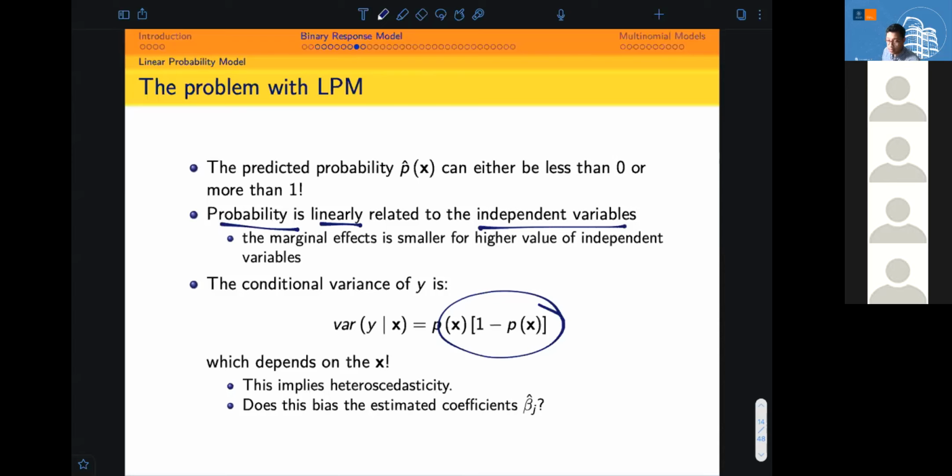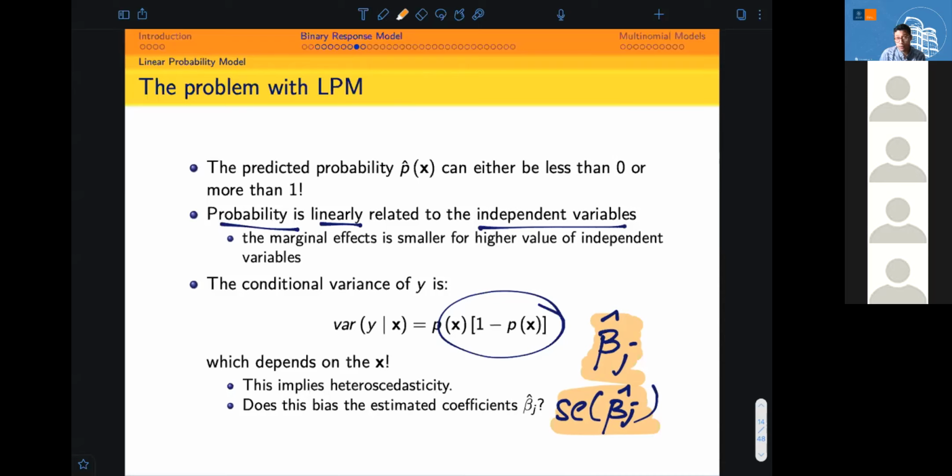So again, we're interested in looking at the estimate for beta j hat as well as the standard error of beta j hat. Heteroscedasticity is not going to bias the estimate of beta j. However, heteroscedasticity is going to bias the standard error, okay? The standard error of the estimate. So those are basically the main issues of using the linear probability model.